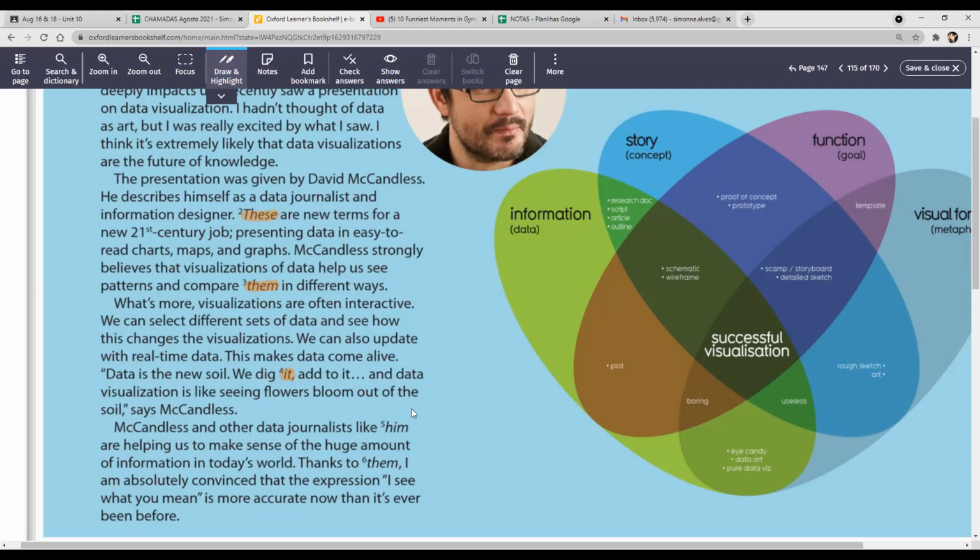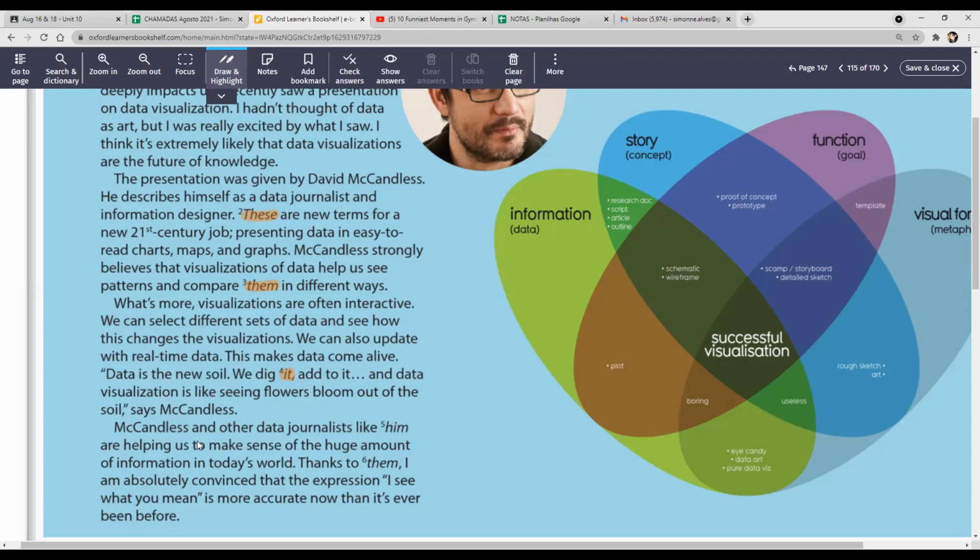So what does it refer to? What do you think? What did you say? That is the soil. Yes. So it refers to new soil, not "data is the new soil," but just the new soil. Okay. All right. So it refers to new soil. Only that. I'm just referring to soil, because I'm comparing, it's like a metaphor. I'm comparing data to soil, as if that's where we plant new things, okay? We add to it, and data visualization is like seeing flowers bloom. So it's a big metaphor, okay?